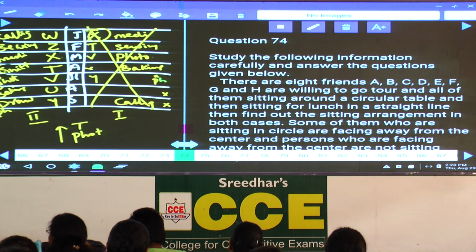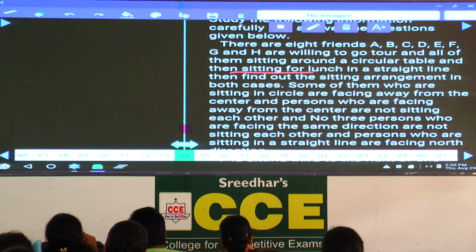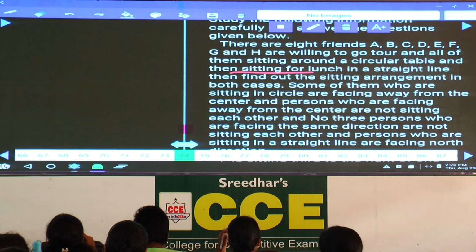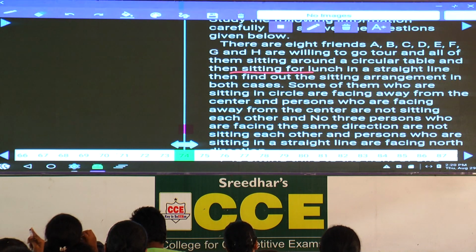Now these 8 persons are first seated around a circular table and then in a row, so the sitting arrangement is in both the cases, and then sitting for lunch in a straight line. Now it is a combination of circle and row. Next, find out the sitting arrangement in both the cases. Some of them who are sitting in the circle are facing away from the center, and persons who are facing away from the center are not seated adjacent to each other. Clear now?